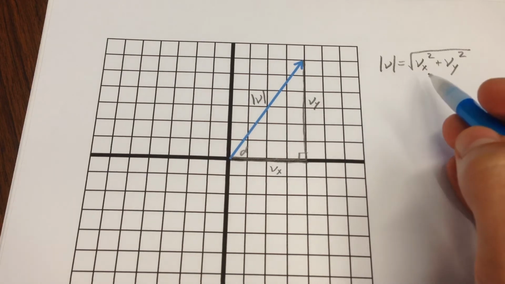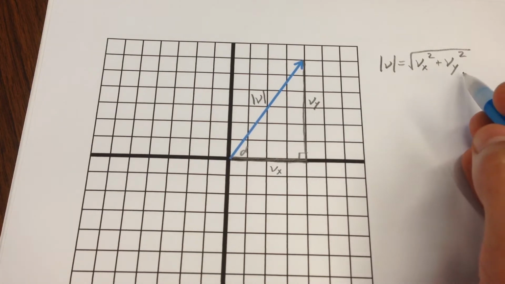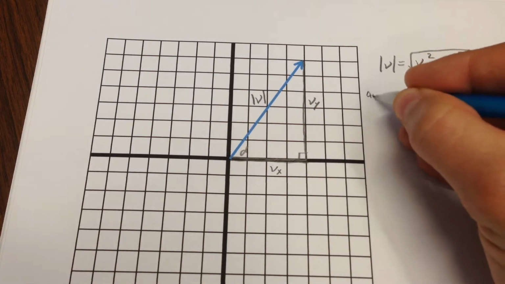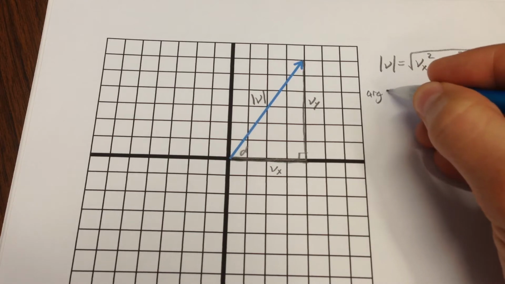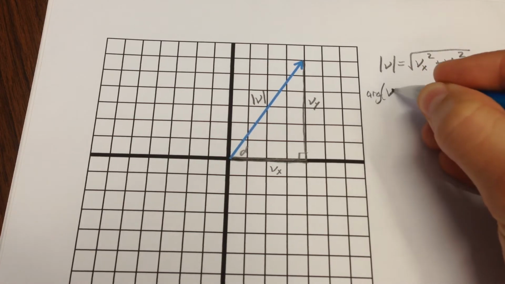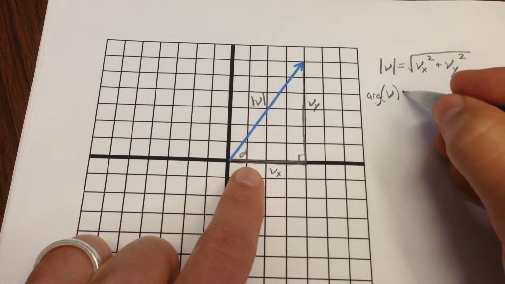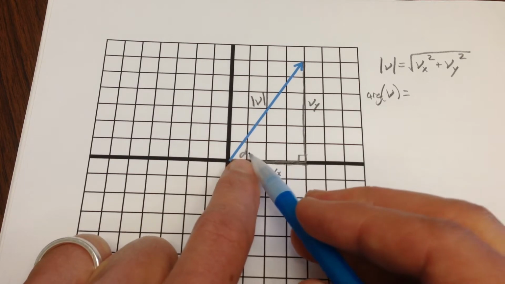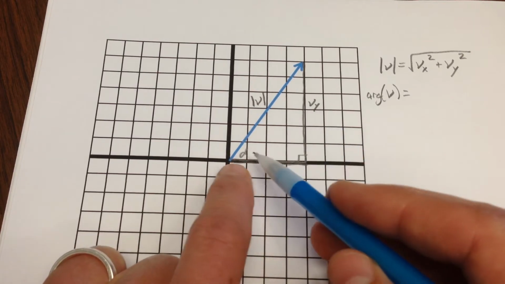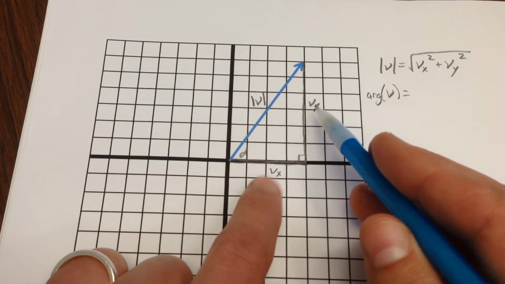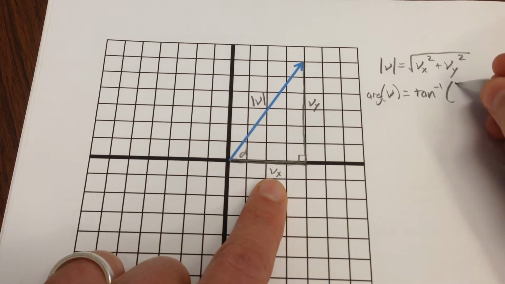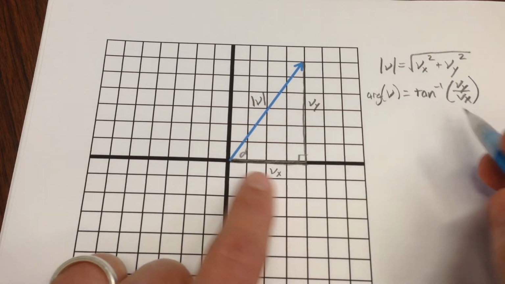If you have the x component and the y component, you can get the magnitude. Similarly, if I'm looking for the argument, the angle, think about how, if you had that, it would be related to these two sides. Well, the tangent of alpha is vy over vx, so tan inverse of vy over vx would give you that argument.